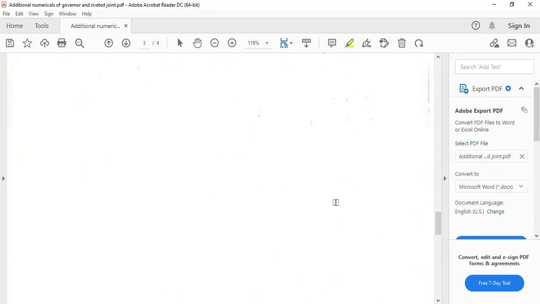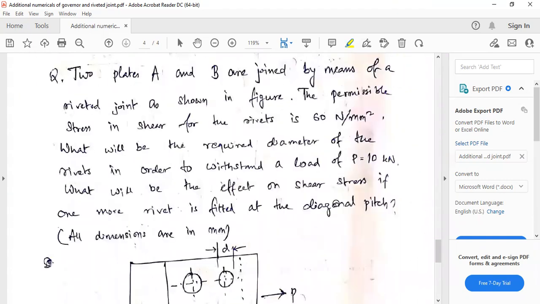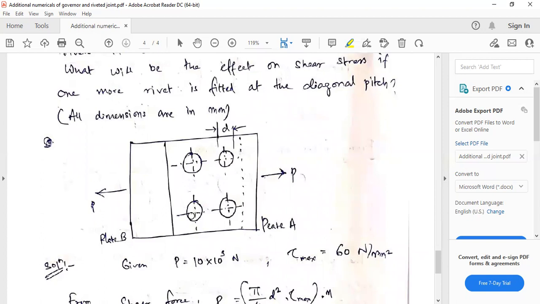Now we'll look at another small problem of riveted joint. Here we have two plates. Two plates A and B are joined by means of riveted joint as shown in figure. So these are two plates. There are four rivets here. Both the plates are in lap joint, and the plates are being pulled by a force P.